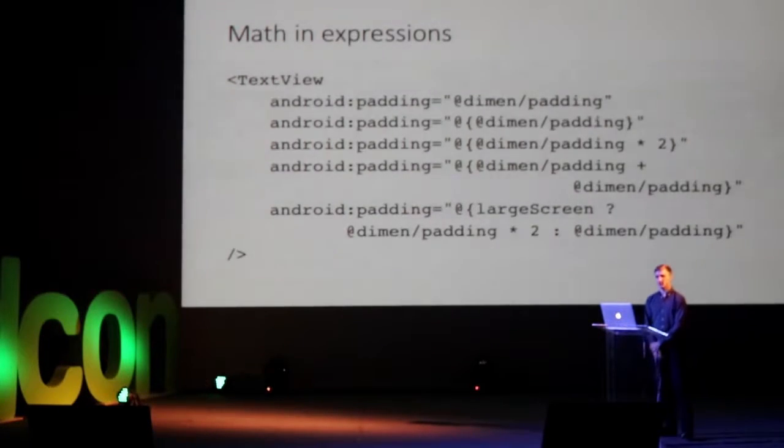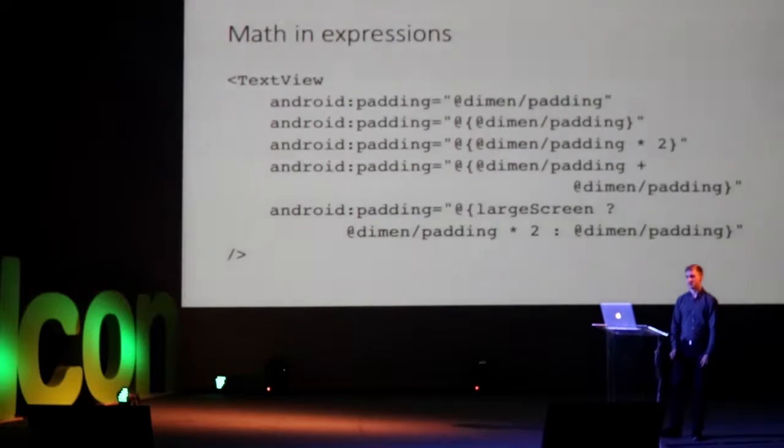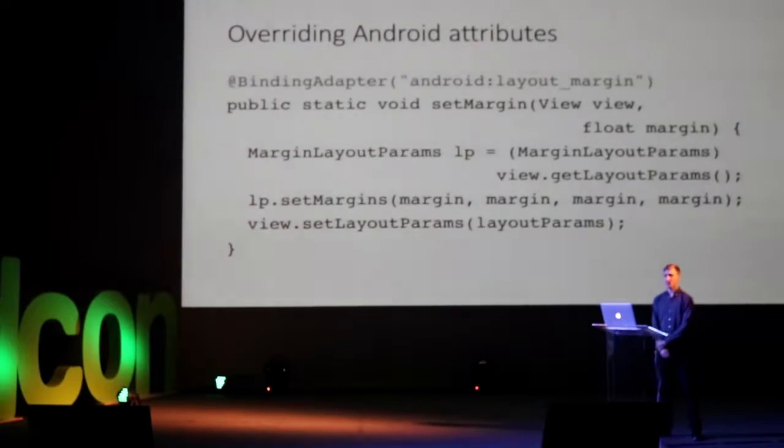It's important to note that it is not possible to bind layout params attributes. So everything that has the layout underscore prefix, you can't by default use data binding. Margin is one of those, which is kind of annoying. But luckily, it's possible to create your own binding adapters and override Android attributes.